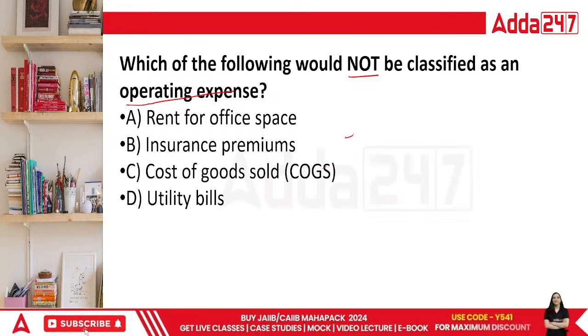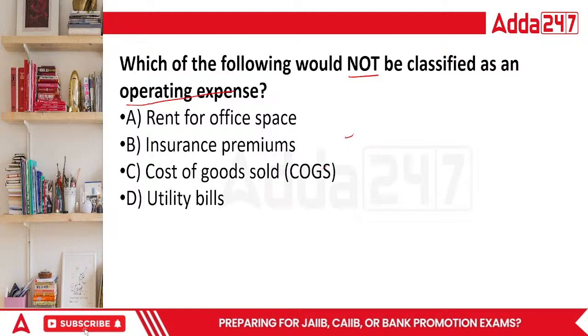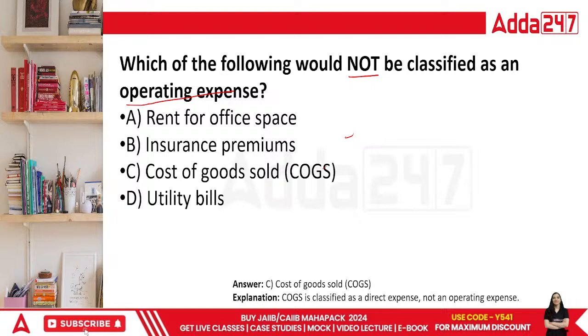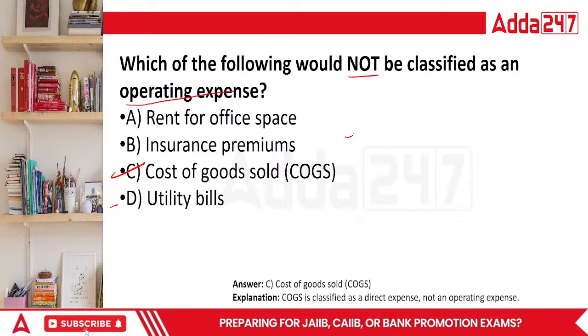COGS is not your main operating expense. It is basically COGS plus admin expenses and general expenses that would make a total of operating expense. So in this case, the correct answer is actually cost of goods sold, because the rest are not COGS, everyone.